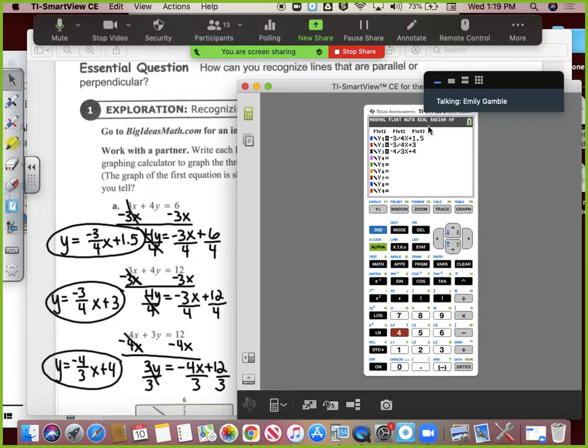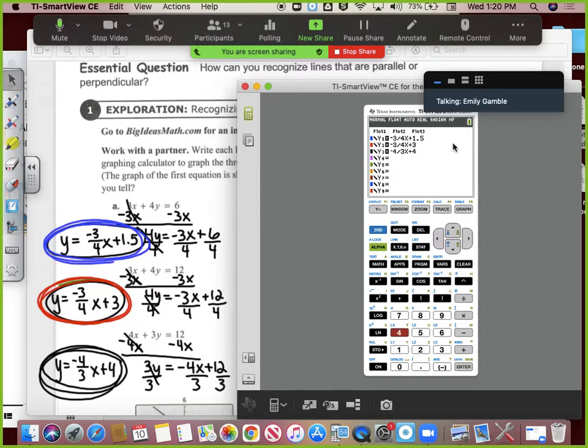Once I have these three equations in my y equals screen, I can see that this first one, since this is the newer version, it's colored. So this first equation line is going to be blue because it has a blue thing here. So I'm just going to highlight that this one's going to be the blue line. The second one's going to be the red line. And then the last one is going to be a black line.